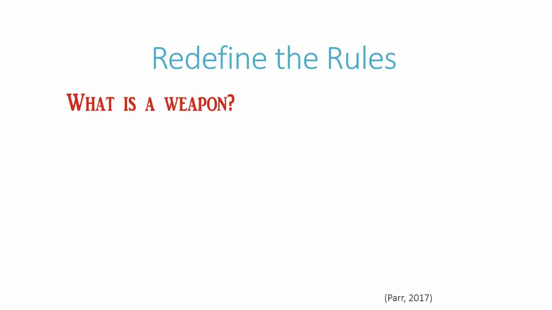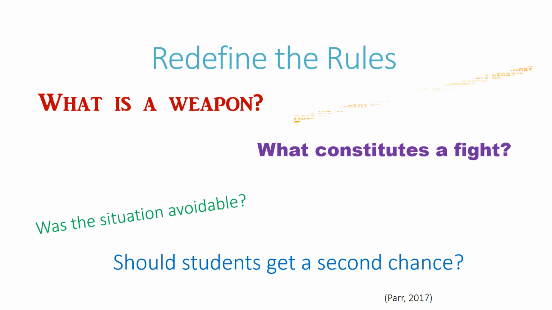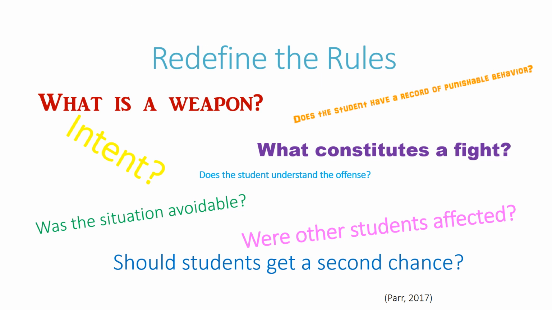A critical change to zero tolerance policy rules is redefining the rules. To avoid discipline that lacks common sense, zero tolerance needs to ask questions like, does the student have a record of punishable behavior? What constitutes a fight? Does the student understand the offense? Was the situation avoidable? Were other students affected? Was there malice intent? What is a weapon? And should students get a second chance?